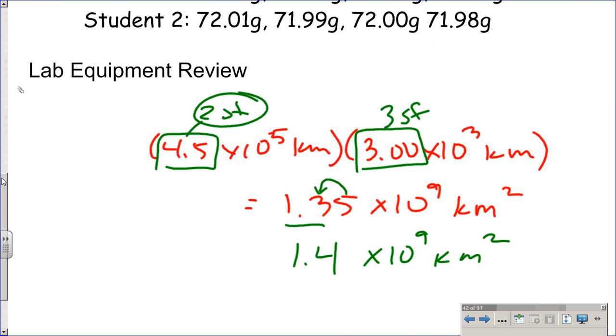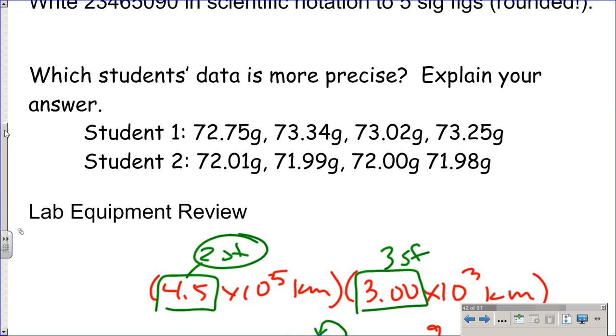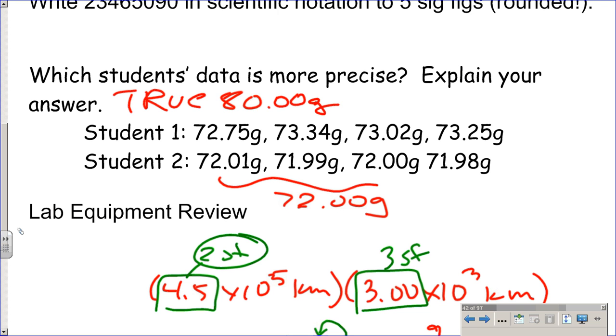So you solved this question, question 6, I think, on problem set 3A. Which student was more precise? Student 2, because what are they hovering around? 72.00 grams. What if I told you the true value was 80.00 grams? What do you say? They're precise, but not accurate. If the true value is 80.00 grams, 72 is not very close to 80, so I would say they're precise but not accurate.